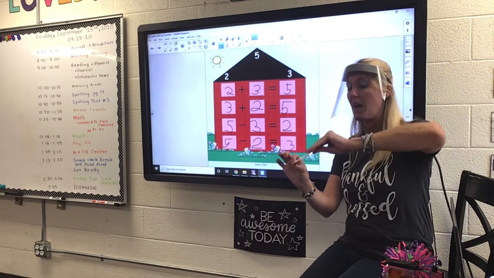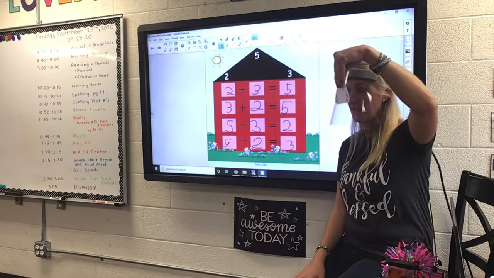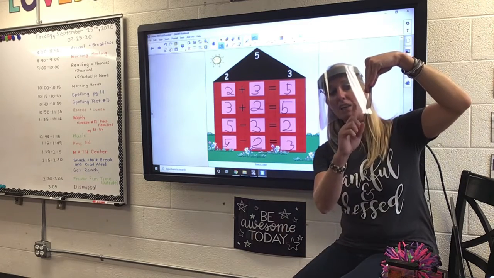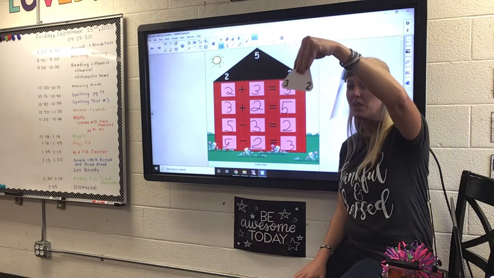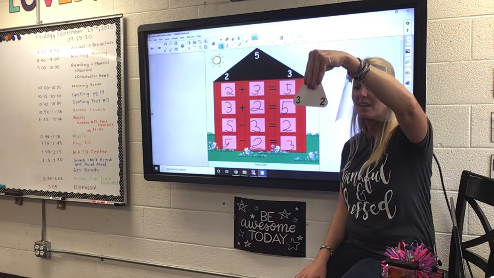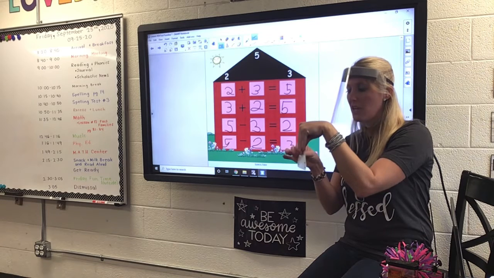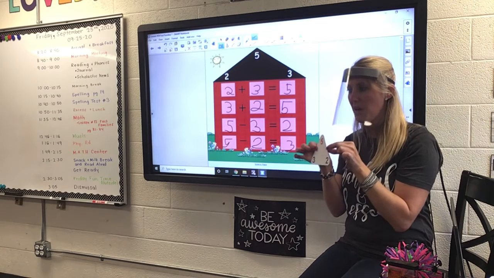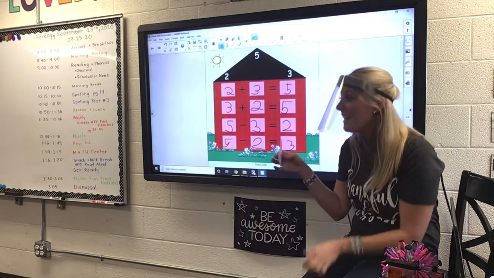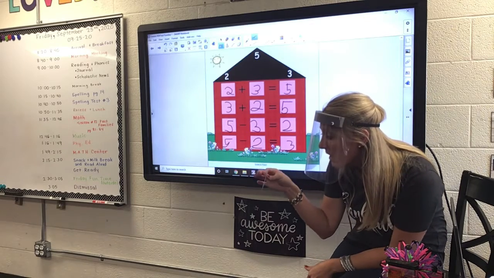If I cover up the 5, the top, I want you to add 3 plus 2, and what do you get, Addie? 5. And then what you do is instead of flipping it over, you just move your hand, and is she right? Yeah. Yes.